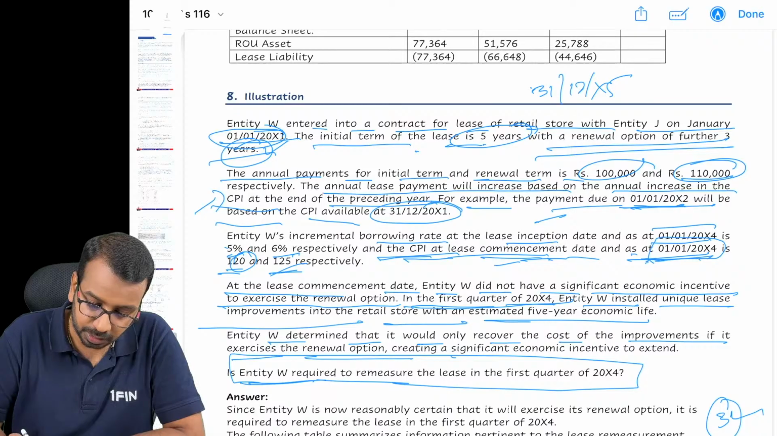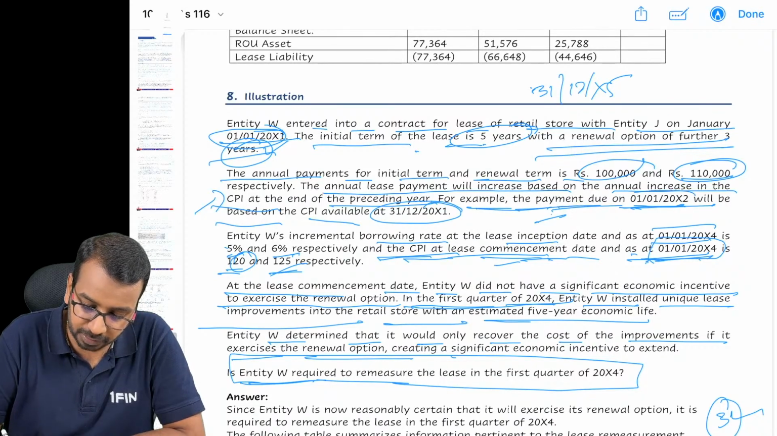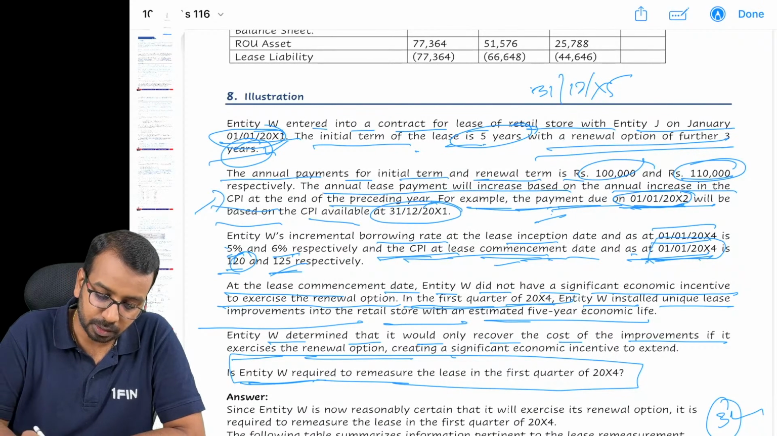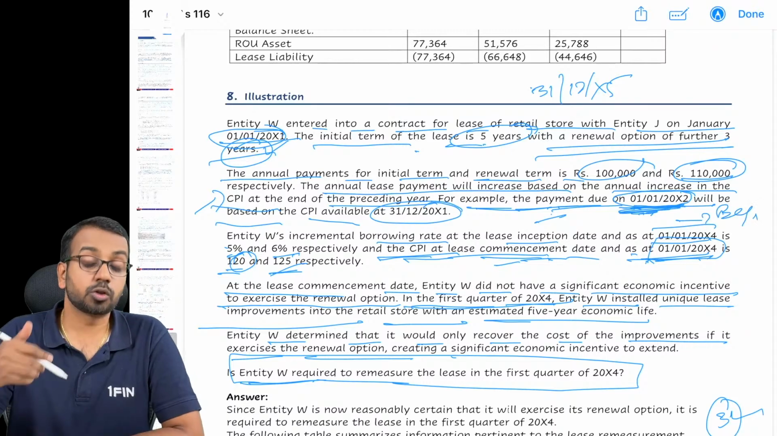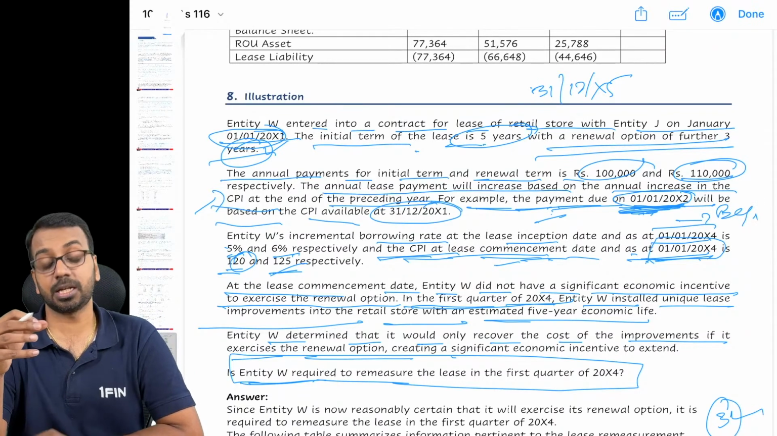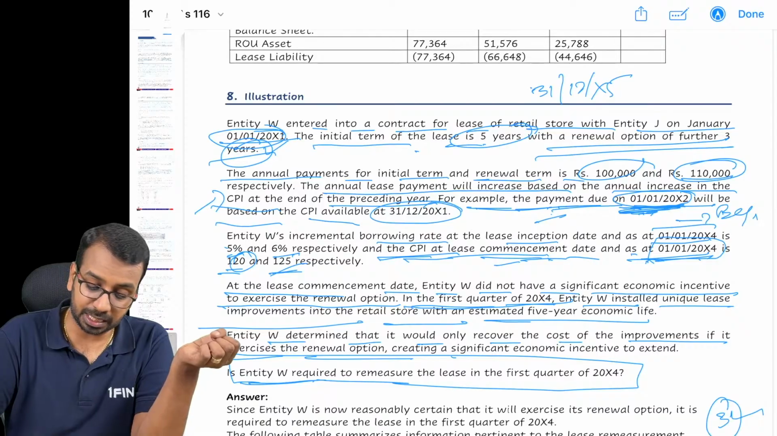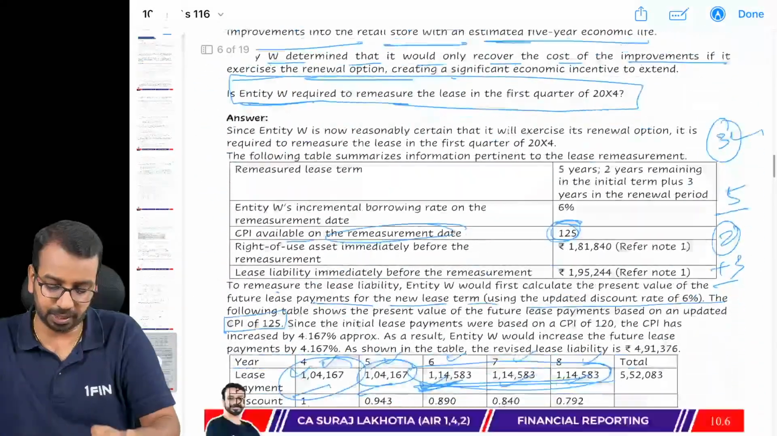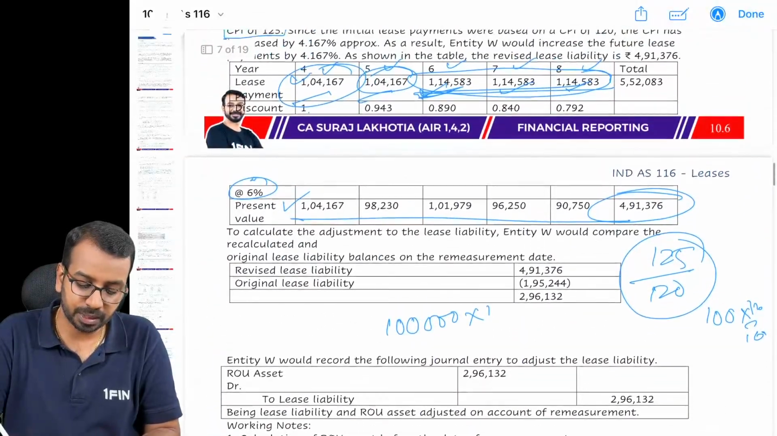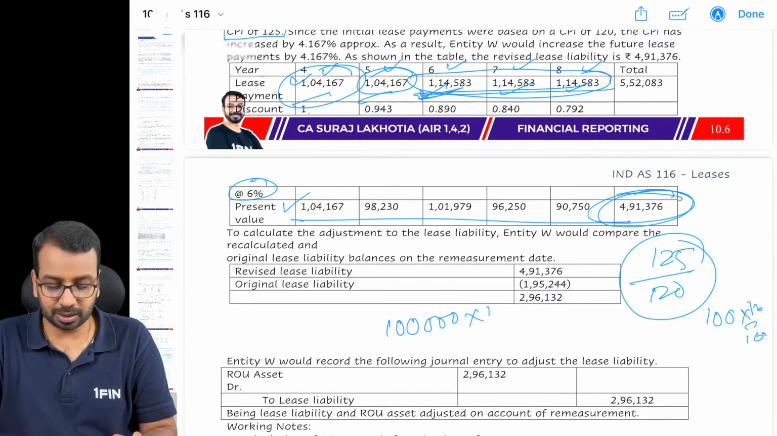Please note here, payment is due on 1st of January of year 2. So when they say 1st of January of year 2, this means this is paid at the beginning of the period. Sometimes we may get confused as to whether this is beginning or end. When they are saying 1st of January, typically we can assume it is at the beginning of the period. So the revised lease liability is 491,376.